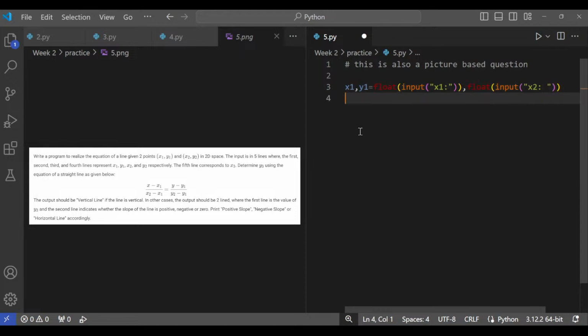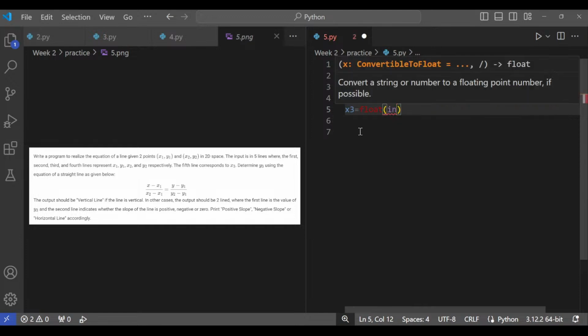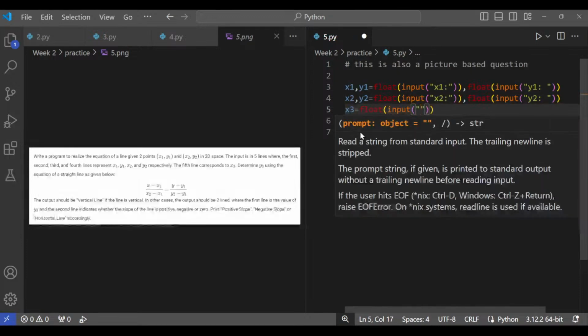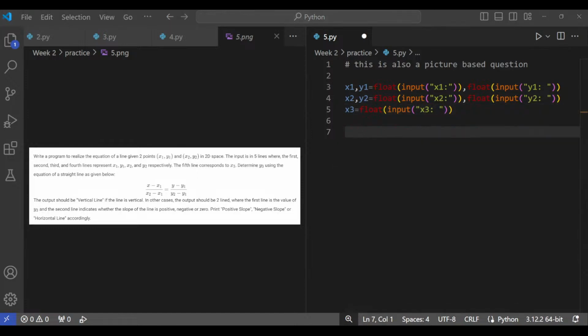Cool enough. The same thing for x2 and y2: x2, y2, input x2 and input y2. This should be y1. Yeah. Okay. And the third line is going to be x3, and that would be equal to float of input of x3. Okay. I'm done with the inputs.